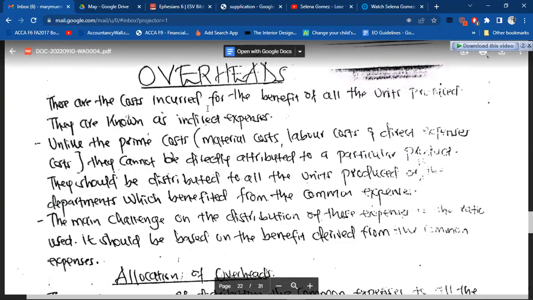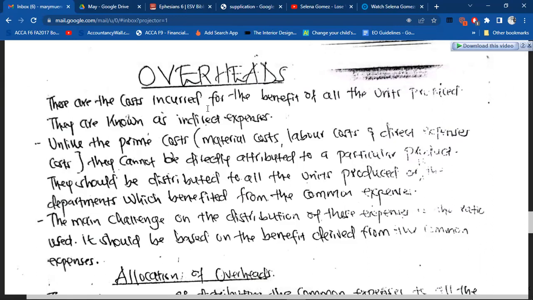Now I just want to continue with our syllabus, and we are looking at overheads. This is not a new term to us. When you're discussing overheads, I normally think about indirect expenses. Indirect expenses are expenses which are not directly attributed to the number of units which are going to be produced.